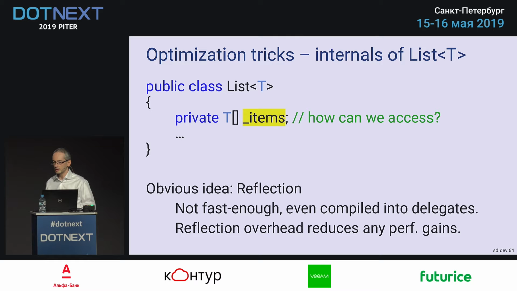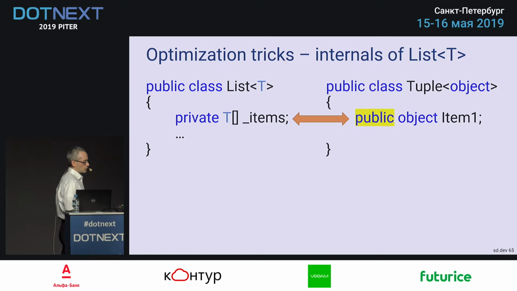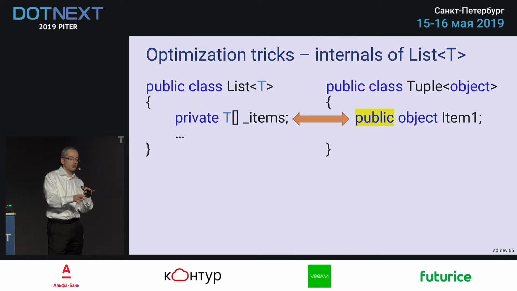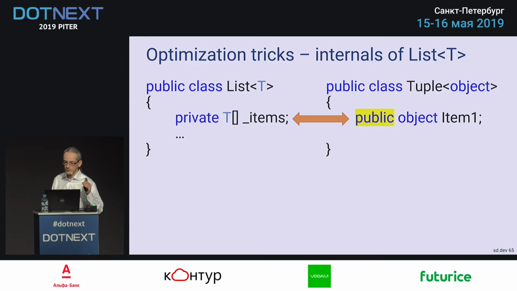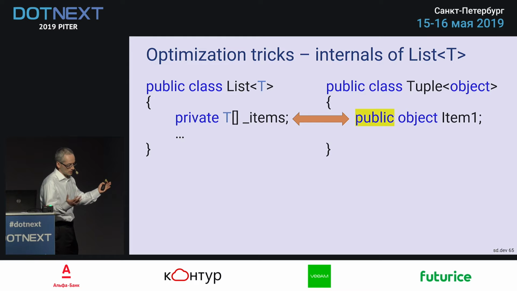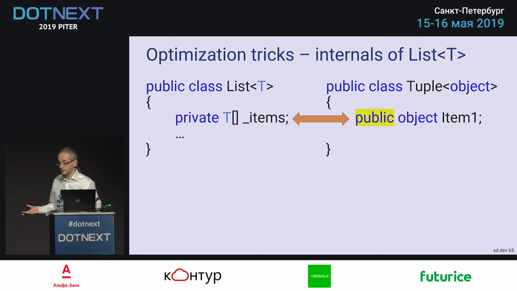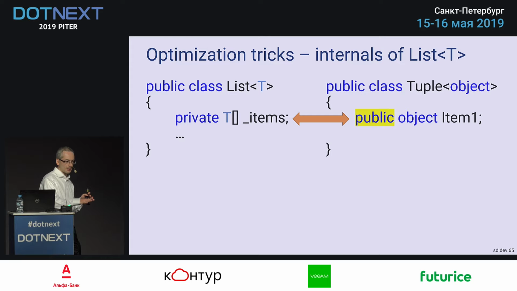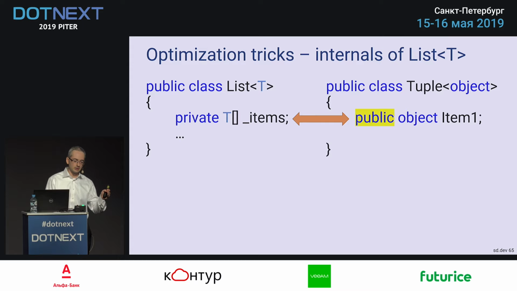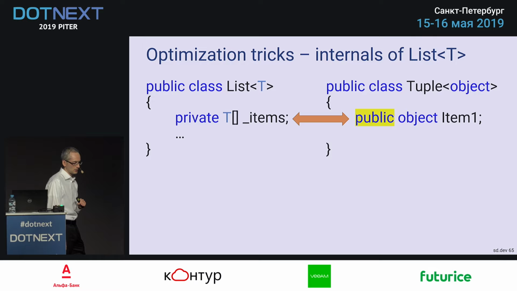So another trick that I decided to use is to find an object that's equivalent, in terms of its memory layout, to a List<T>. On the left-hand side, you see a List<T>, which has a very first field of type object. Here it's a specific object, a T array, but it is an object because arrays are objects in .NET. Another equivalent class that I was able to find in .NET, without declaring my own class, is Tuple<object>. This is the standard tuple that's already available in .NET. In a tuple, the very first field is called Item1, and it is a public field. That's the important difference: it's private in the case of List<T>, and public in the case of Tuple<object>.